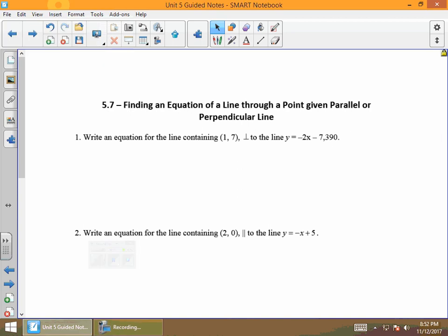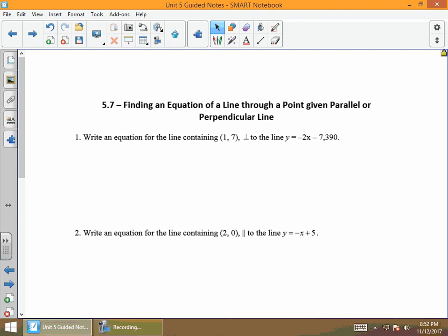Alright guys, here is the 7th learning target and the last one of the B range, and it is finding the equation of a line through a point given that it is parallel or perpendicular to another line.